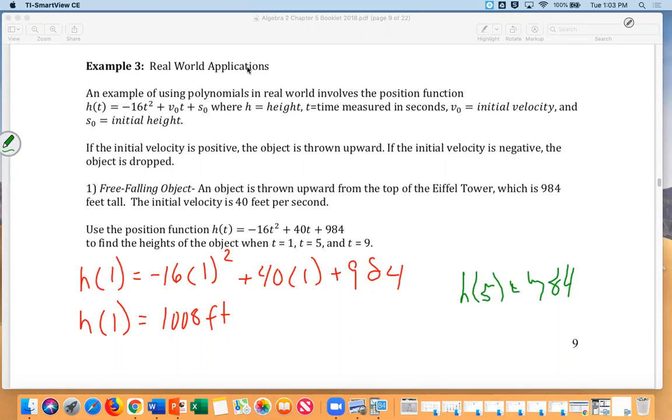I don't know. It just started breaking. And h of 9. Garrett, what did you get for h of 9 if you scroll down? What was it? Was it 48?